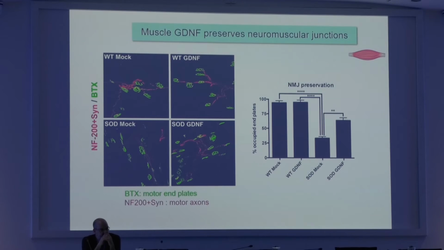We analyzed histologically the neuromuscular junctions. And if you can see here in green, the motor end plates, in the non-treated animal there is a lack of innervation, since the motor axons are in red. And when we quantify this, we see that there is also preservation of the neuromuscular junction.